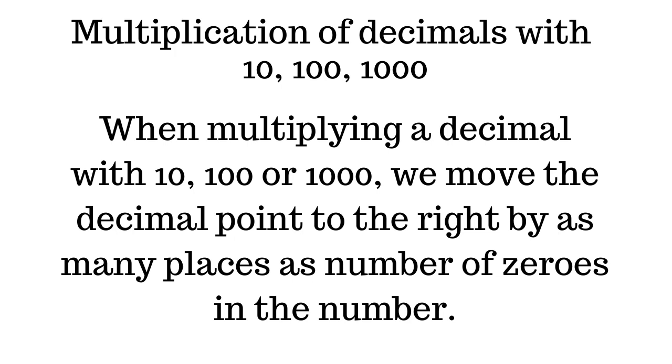Multiplication of decimals with 10, 100, 1000. When multiplying a decimal with 10, 100, or 1000, we move the decimal points from the initial point to the right by as many places as number of zeros in the number. This means that when we are multiplying a decimal number by 10, 10 has just 1 zero. We will move the decimal point from the initial point 1 time to the right. When we are multiplying by 100, we will move 2 times to the right. When we are multiplying by 1000, we will move 3 times to the right. We move depending on the number of zeros.